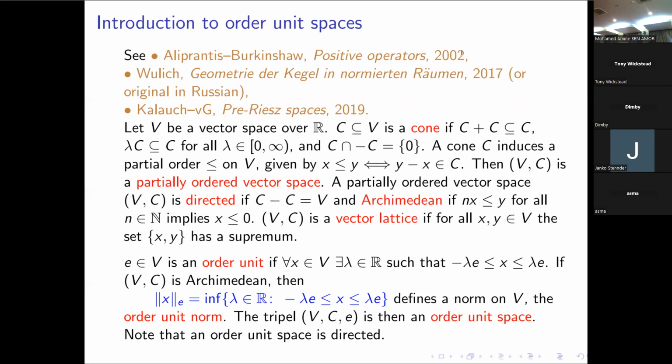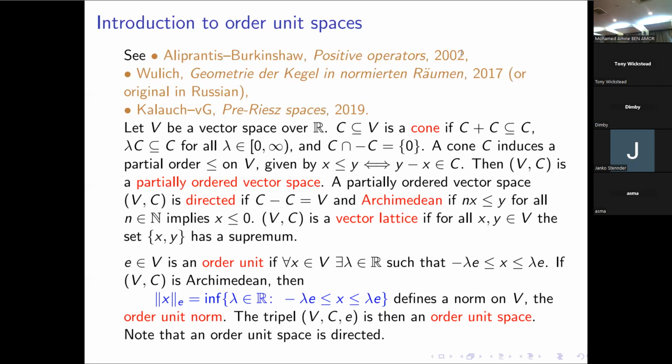So we look at a vector space over R, and a cone in it, which is a set that is closed under addition, closed under multiplication by positive scalars, and whose intersection with minus the cone is exactly the zero element. We get the partial order by requiring that the biggest minus the smallest should be a positive element, so it should be in the cone. My notation for a partially ordered vector space is that I write V with the cone. Alternatively, you could start with a partial order and define the positive elements, which would give you a cone. But I use this notation today.